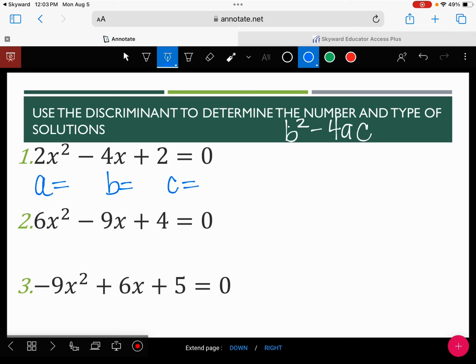So just like with factoring and the quadratic formula, you have to make sure it's set equal to 0. So the examples I gave you, they're already set equal to 0.